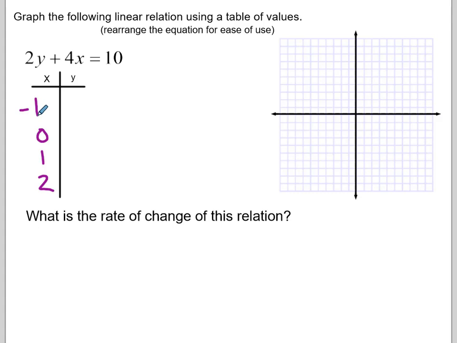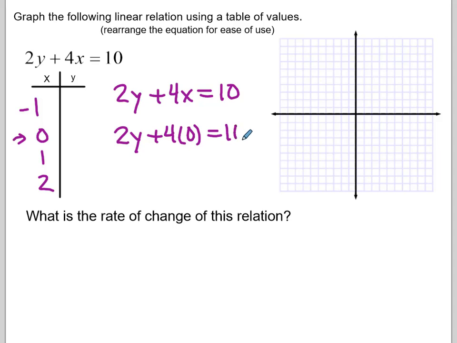And you can do this a couple ways. So I'm going to show you one way, which I'm not a big fan of, but you might like, so I'll show it to you. You take the original expression, so 2y plus 4x equals 10, and then you substitute in your numbers. So let's start with 0, because that's a nice number to start with. It would be 2y plus 4 times 0 equals 10. 2y equals 10, because 4 times 0 is 0. Y equals 5. And then you would write the 5 in here.